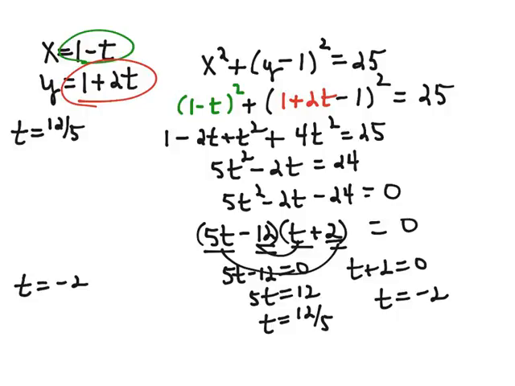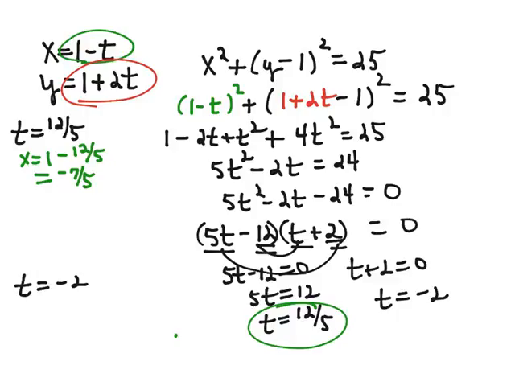So now we need to find where this happens, at what coordinates. To do that, we now know what t is, so we're going to substitute t back into our equations. We know that x is 1 minus t, and if t is 12/5, then x is going to be 1 minus 12/5. So 5/5 minus 12/5 is negative 7/5.